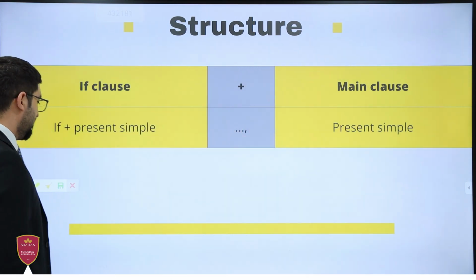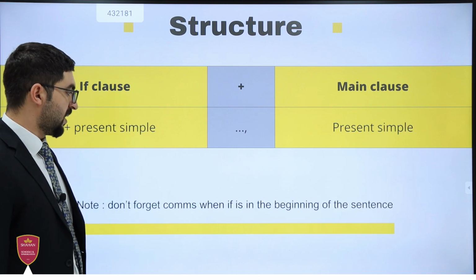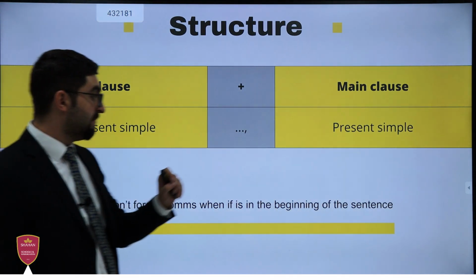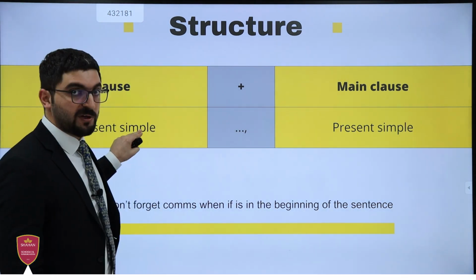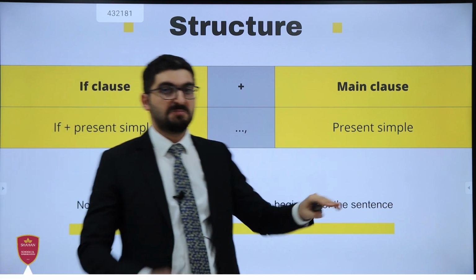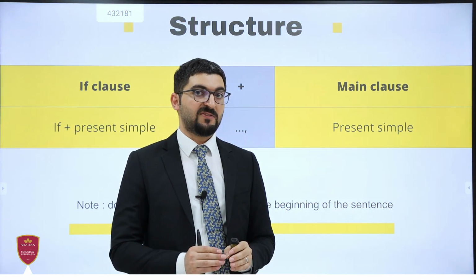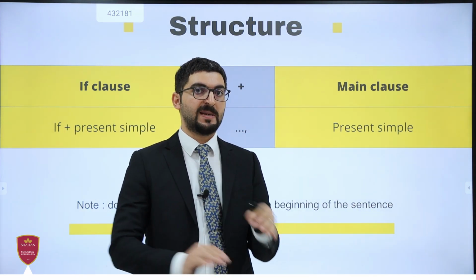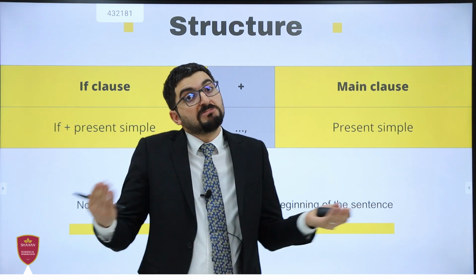And we have got one note. So do not forget the comma when if is at the beginning of the sentence. Simply, when we have for example, an if clause first, do not forget the comma. Why? Because it's a must. You have to use it. But when if is in the second part, if you change the places of the main clause and if clause, in this case, you don't need a comma.